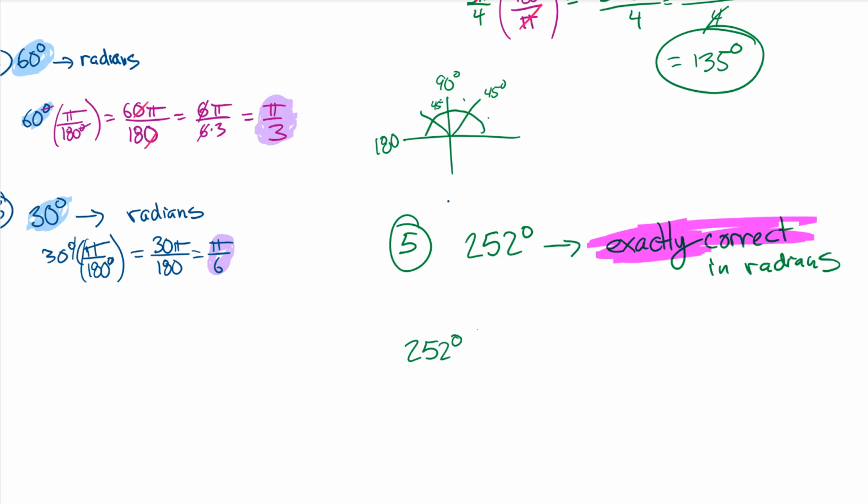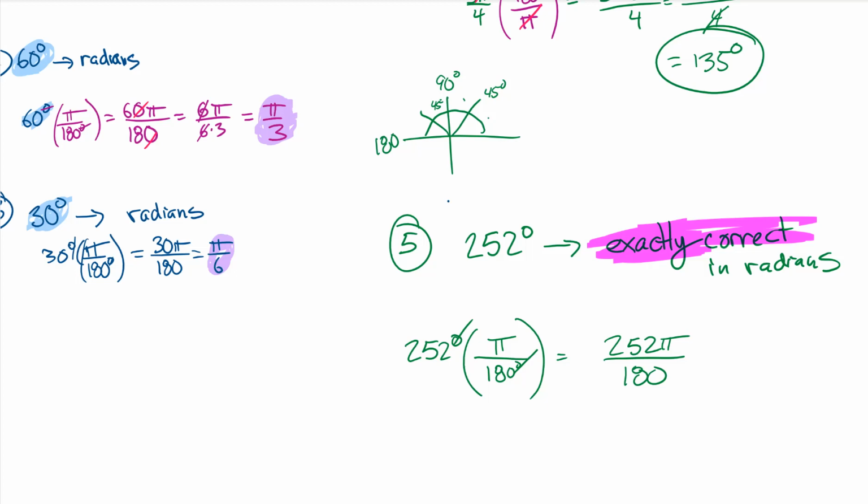So it's 252 degrees times, and is it going to be the 180 up top? Would it make sense if you put the degrees right next to each other? Of course not. You're going to want your degrees down below and your pi up top. Degrees went away. So now we have 252 pi over 180.